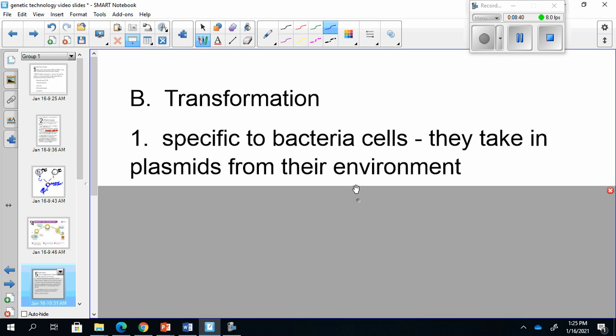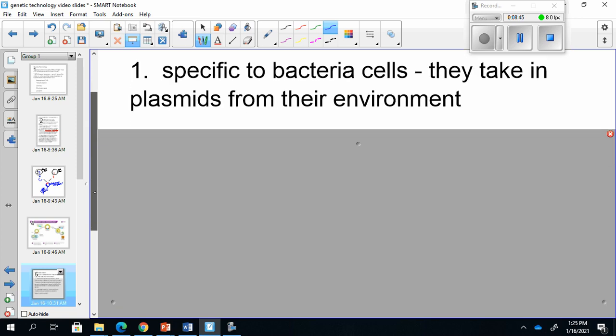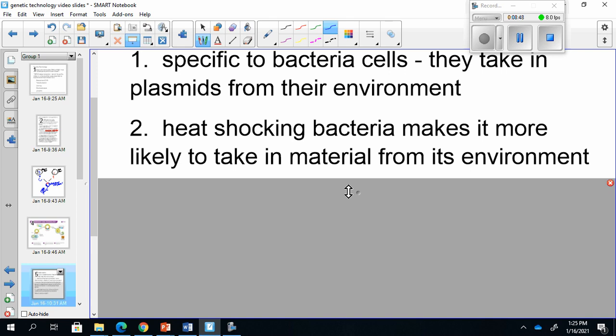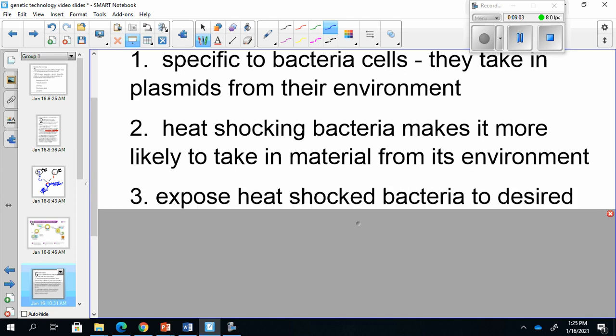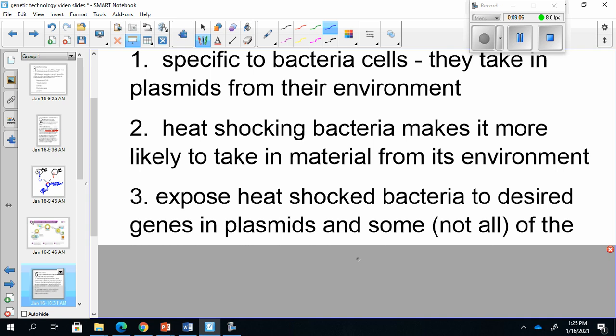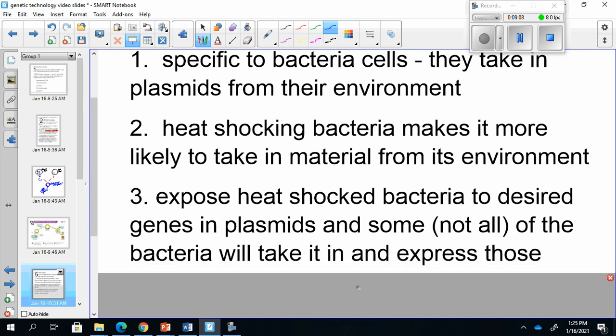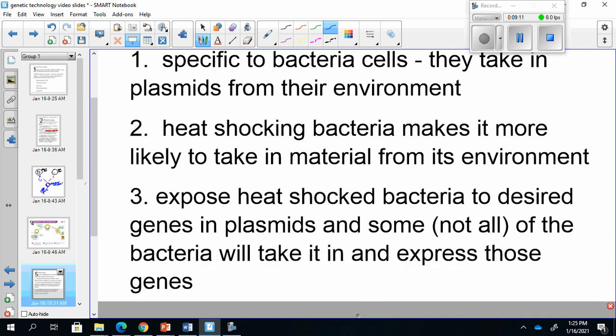So when they take it in, they can take in plasmids, and plasmids can be formed the way that we just talked about. So heat shocking bacteria, meaning cold, warm, cold, or warm, cold, warm, that change of temperature changes the permeability of the membrane, makes it more likely for them to transform, meaning take in something from their environment. When you expose heat shocked bacteria to desired genes in plasmids, some of the bacteria are going to take in the plasmids and express those genes.